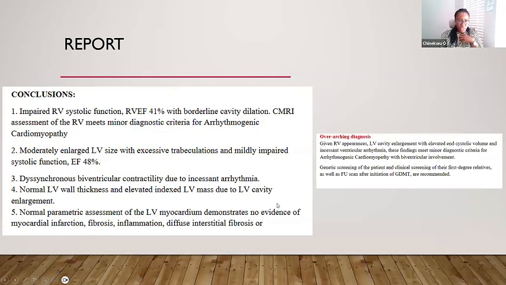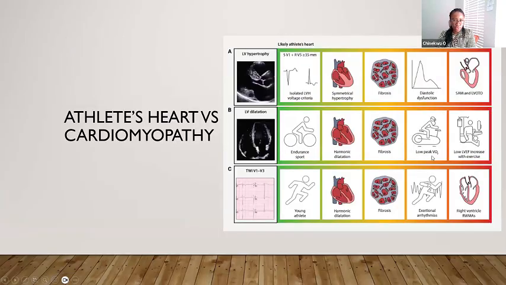And this is how we reported it, basically highlighting what leads to the criteria. They have abnormal RV, so they meet the RVEF criteria. They meet RV volume criteria. They had the synchronous contractility due to arrhythmia, but they also had RV free wall dyskinesia. And basically we said it meets minor diagnostic criteria. So we think it's arrhythmogenic cardiomyopathy with biventricular involvement. We encourage genetic screening and cascade screening of their first degree relatives.